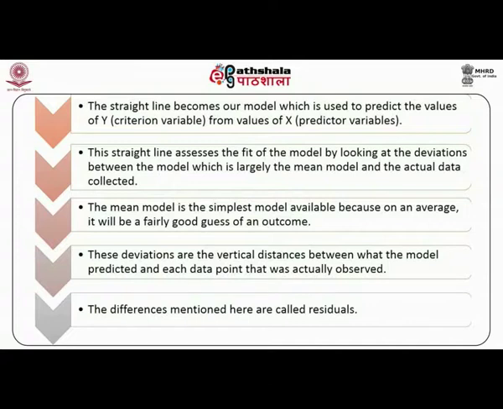The mean model is the simplest model available because on an average it will be a fairly good guess of an outcome. These deviations are the vertical distances between what the model predicted and each point that was actually observed. The differences mentioned here are called residuals.